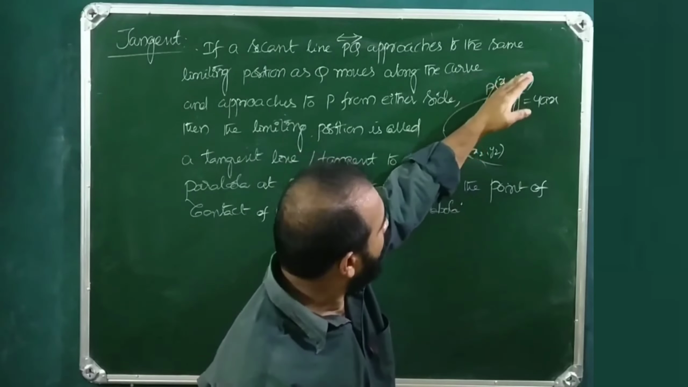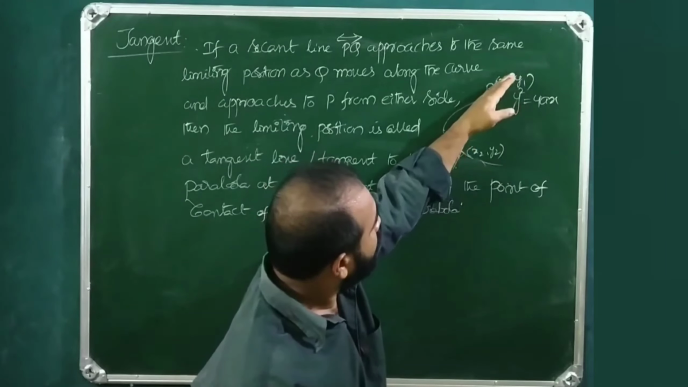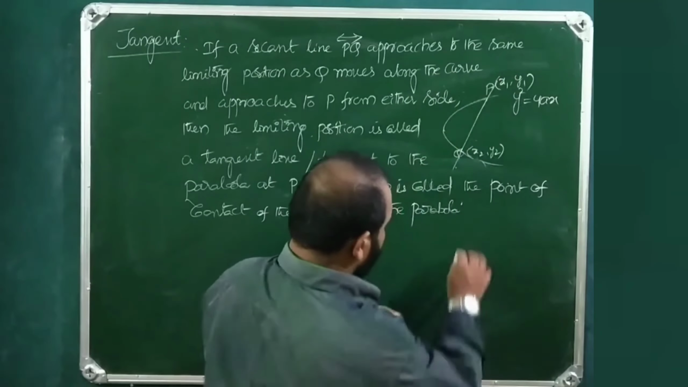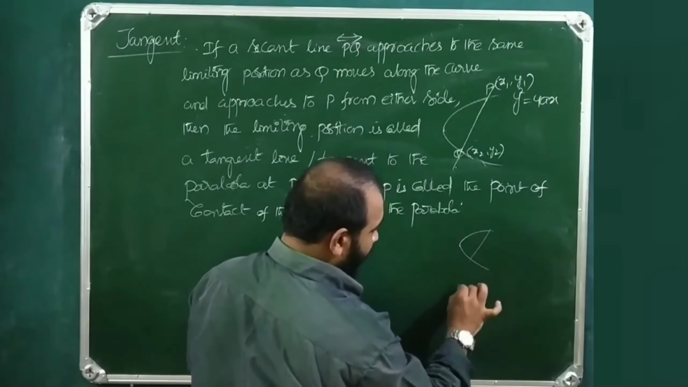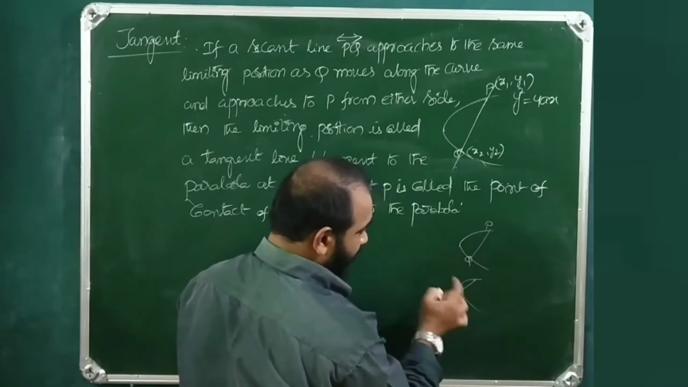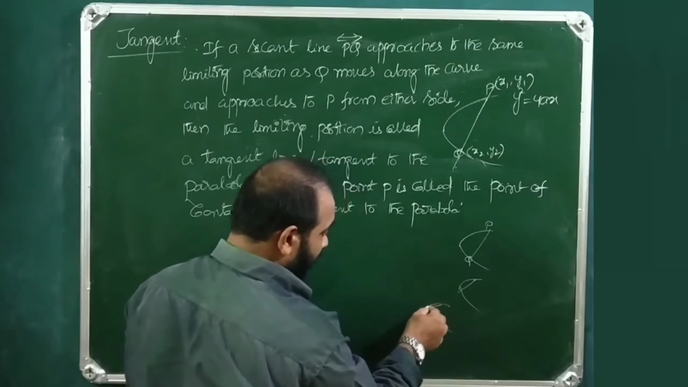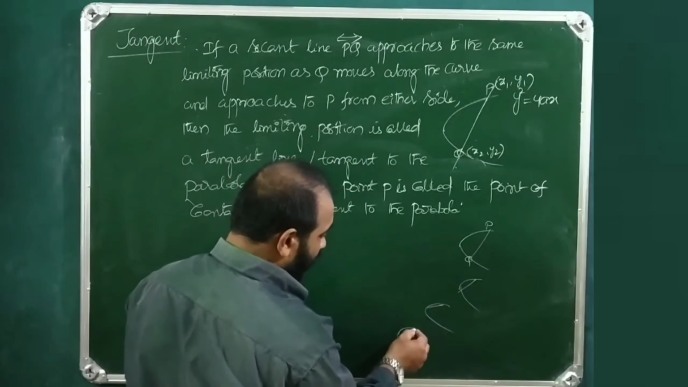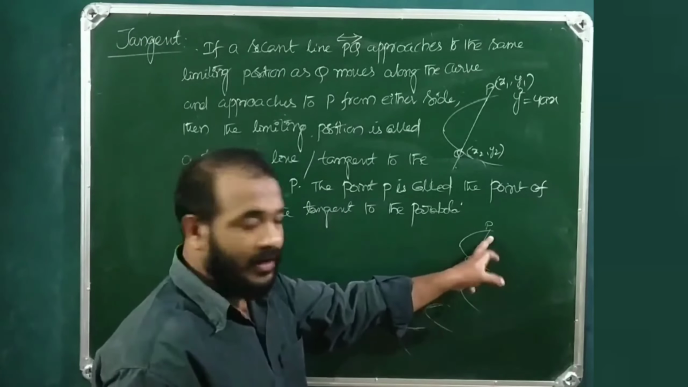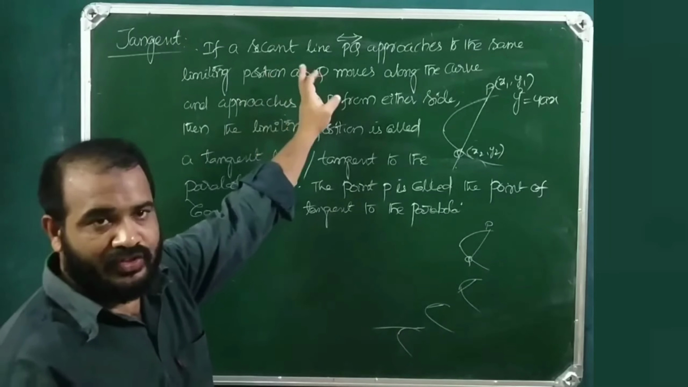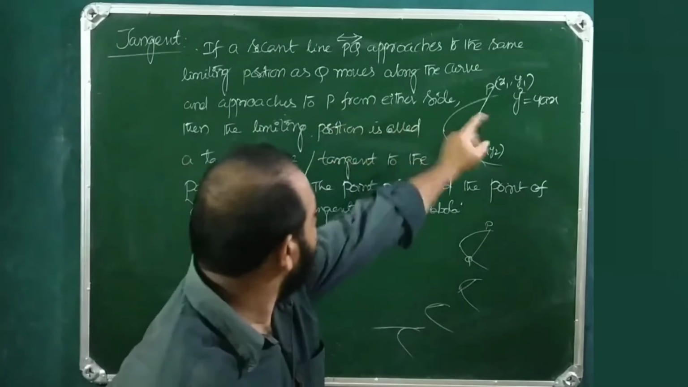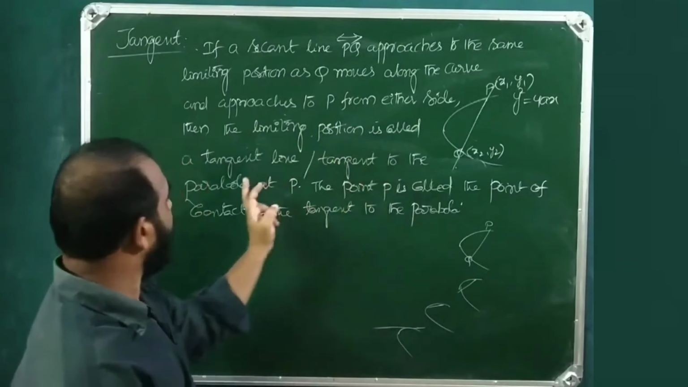So actually, if you keep on moving this line, this is P, this is Q. This time it will be this, and again if you move, it will be this, and again you move, until this chord becomes a tangent to this parabola. So that is the limiting position, which we have discussed earlier in the circles chapter as well. And as Q approaches P from either side, the limiting position is called a tangent line.